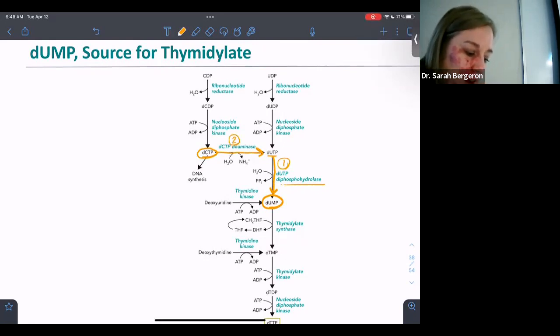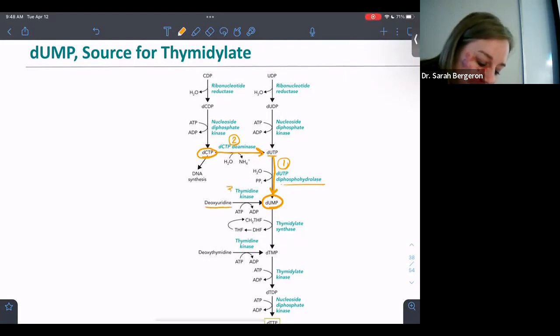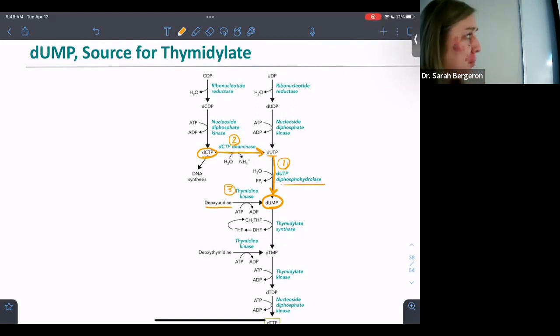The third thing that can happen is that we can phosphorylate deoxyuridine. So this is 3, deoxyuridine. So if I phosphorylate deoxyuridine, what is deoxyuridine?